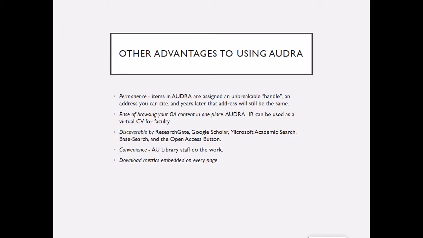Advantages. Ours is a permanent repository. So anything that comes in here should be available in perpetuity. Should be. Let's hope. It definitely will be crawled by Google Scholar. There's a thing called Microsoft Academic Search, one called Base Search, which are similar. There's an Open Access Button that you may know about, an add-on you can put into Google Chrome. Everything should be more easily discoverable through that. ResearchGate will also comb our site looking for articles.